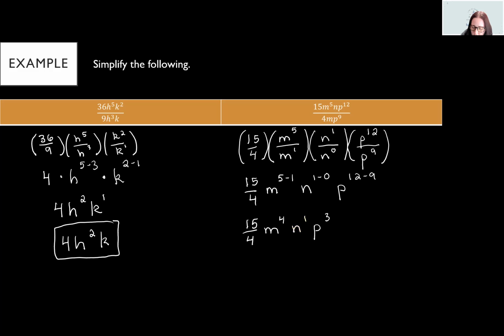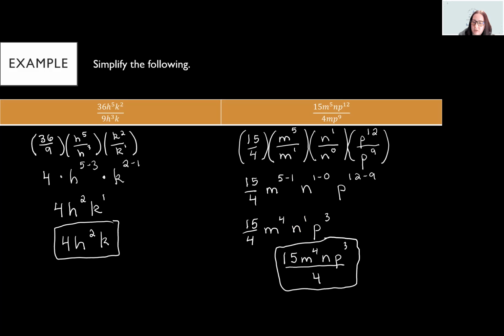So you can write your answer as we have here, 15 over 4, m to the 4, n to the 1, p to the 3. Or what sometimes we do is we recombine it as a fraction, where the only thing in the bottom is that 4. So sometimes what we will do is put it back in fraction form.